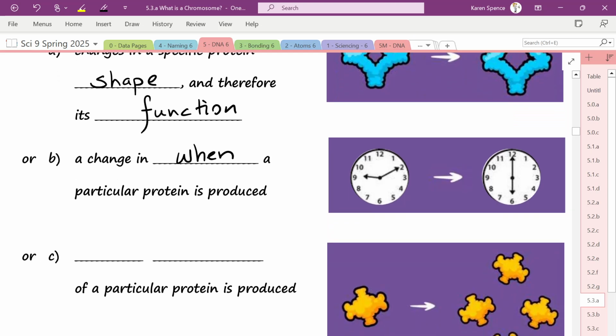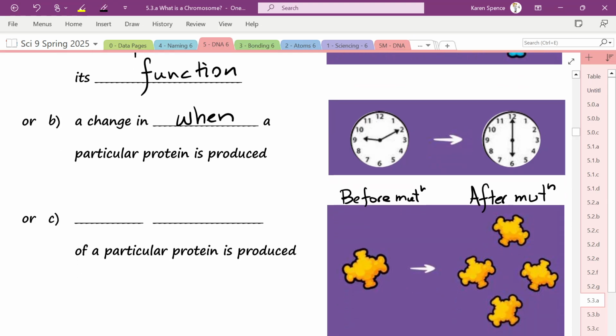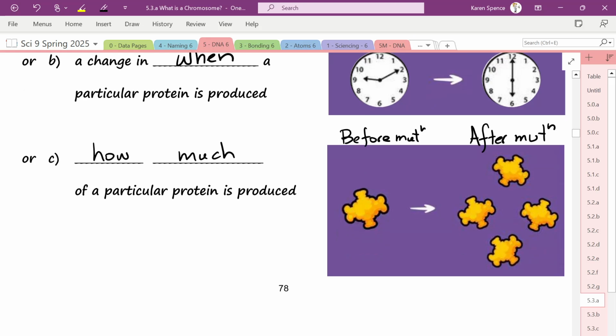We could also have a before mutation and then an after mutation. We could have a change in how much of a particular protein is produced. Maybe you only want a little bit and you get a lot, or maybe by making a lot, it becomes something very advantageous. Okay, so that could go either way.